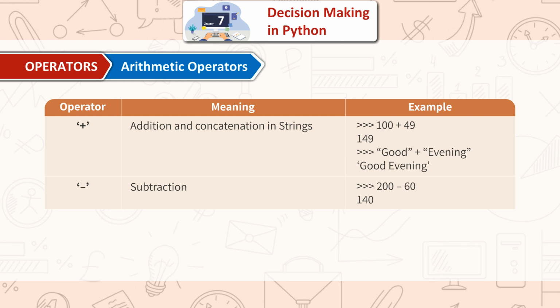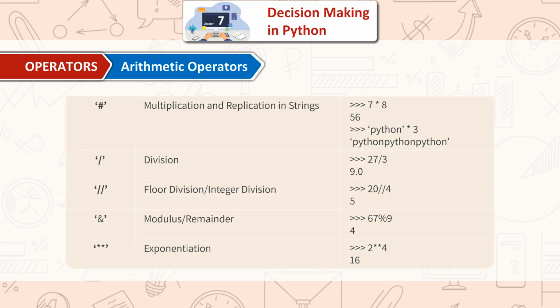Operator, meaning, example. Addition, and concatenation in strings: 100 plus 49 is 149; double quotes Good plus double quotes Evening gives Good Evening. Subtraction: 200 minus 60 is equal to 140. Multiplication, and replication in strings: 7 multiplied by 8 is 56; Python multiplied by 3 gives Python Python Python. Division: 27 divided by 3 is 9.0. Floor division or integer division: 20 floor division 4 is 5. Modulus or remainder: 67 % 9 is 4. Exponentiation: 2 raised to the power 4 is 16.